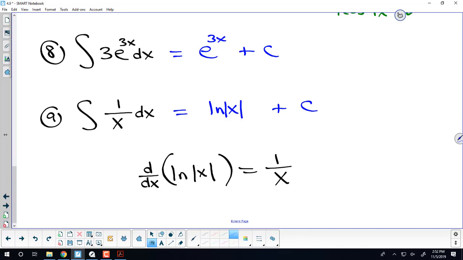So like the function 1 over x isn't defined at 0. ln of x wouldn't be defined for negative numbers and 0, but if we take the ln of the absolute value of x, it's also undefined only at 0.